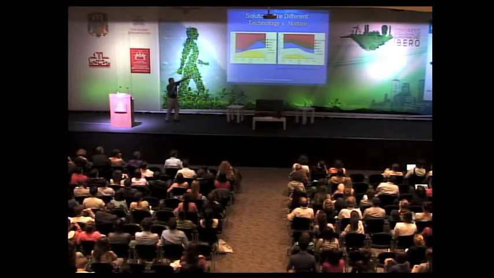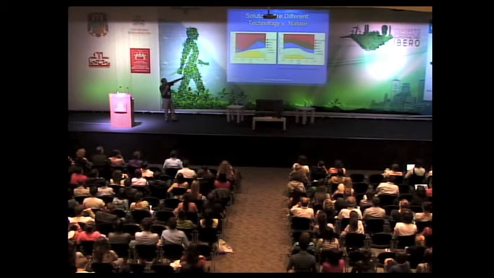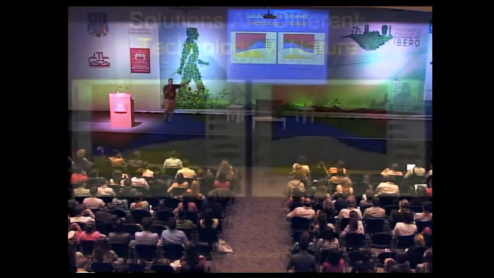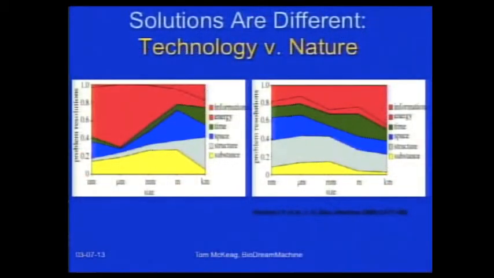If you look on the left, he picked 6 parameters, right? Information, energy, time, space, structure, and substance. A pretty good list of parameters you might want to look at for any problem. Can I solve this with time? Can I solve it with space? Can I solve it with some more energy? What should I use here?